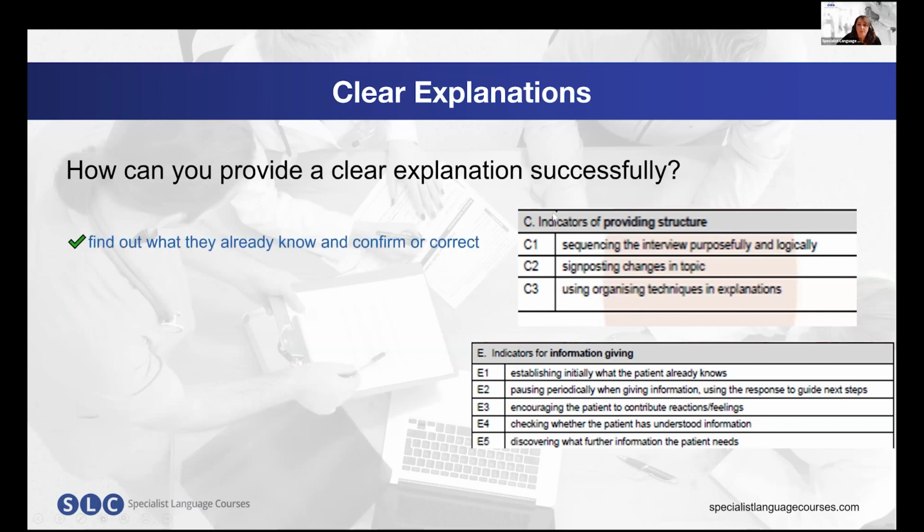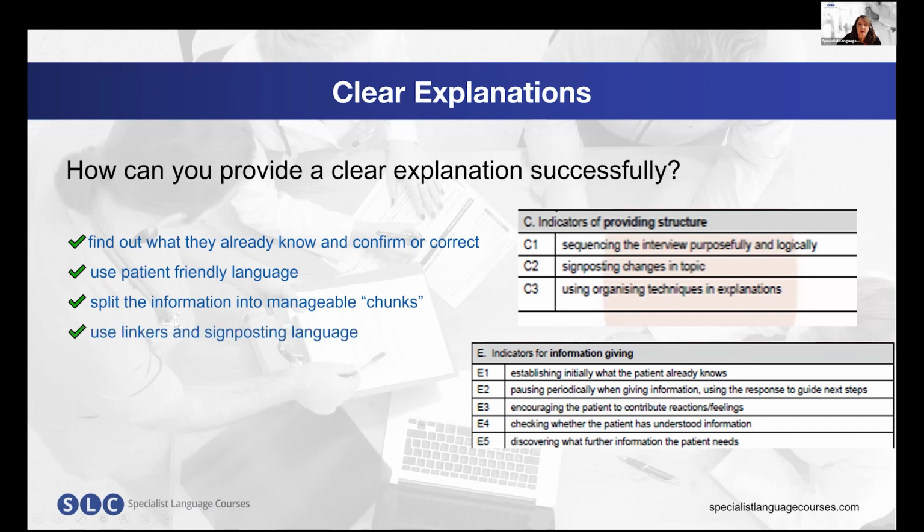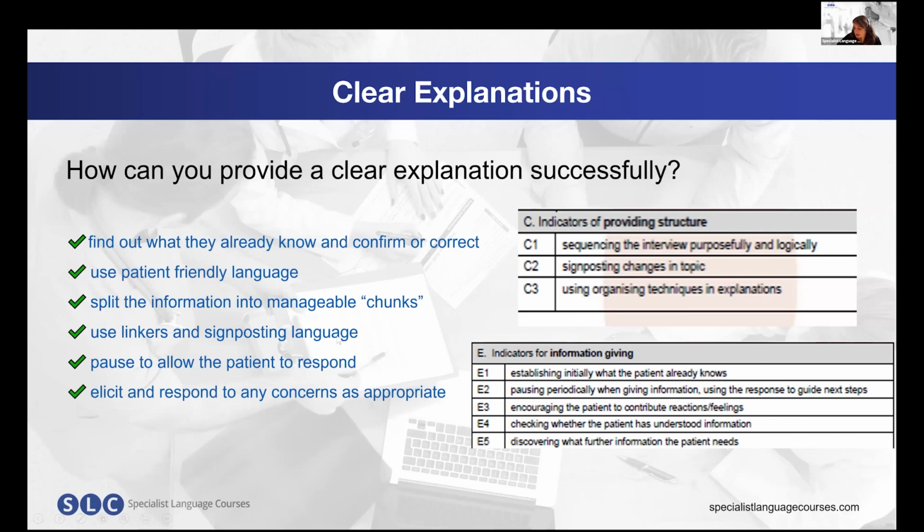So for example, to give a clear explanation, you need to find out what the patient already knows, use patient-friendly language, split the information into manageable chunks, use linkers or signposting language, pause to allow the patient to respond, elicit any patient concerns, and then confirm understanding. So with your explanation, if you are able to provide an explanation that meets all of these points on the checklist, you will do well in particularly areas C and E. So it's very important, this first stage, finding out what the patient already knows, as this will influence your explanation.